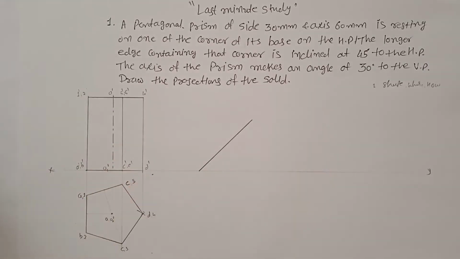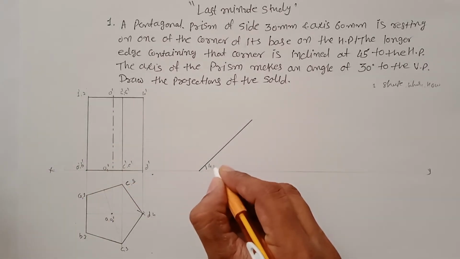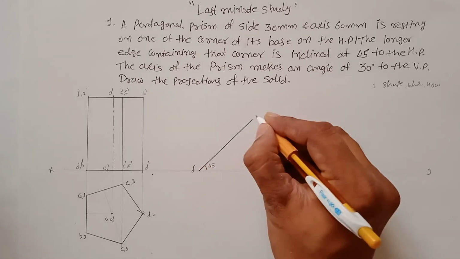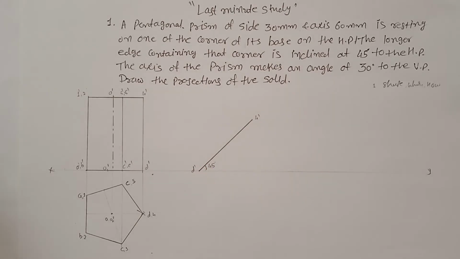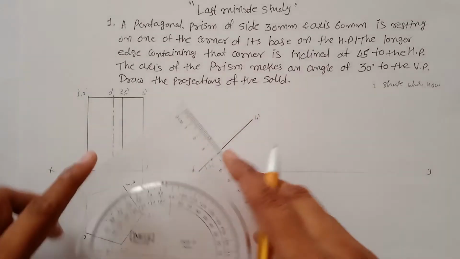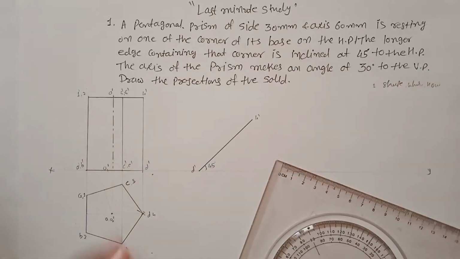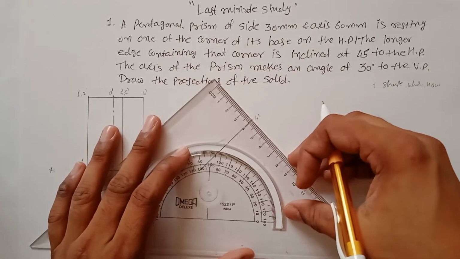Now this is a 45 degree angle, and the longer edge containing that corner, that means D dash 4 dash, is this line. So you have to complete this rectangle over here by drawing perpendicular lines. The length of this line you have to measure, but first of all I'll draw the lines and then mark it.